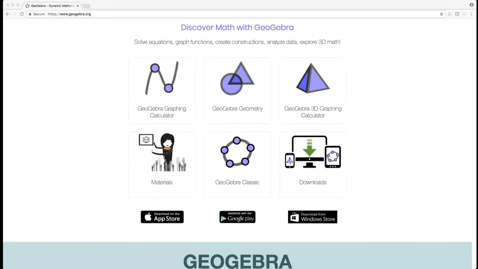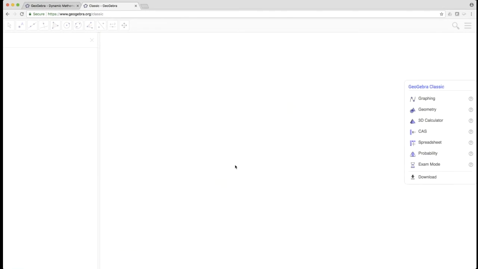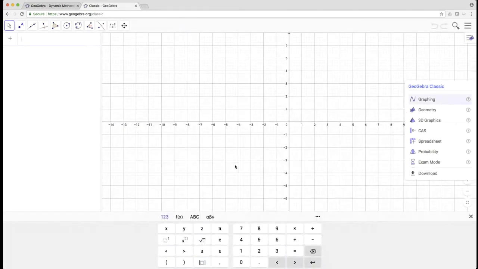Okay, there we go. Now I think it's actually coming up on your screen. What we want to do here is always click on GeoGebra Classic right down here. When we click on that, it's going to open the GeoGebra interface. You'll see there's lots of different things. You can do calculations, we can do graphing, a lot of different things.